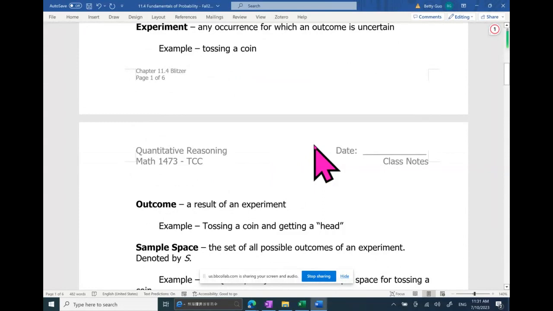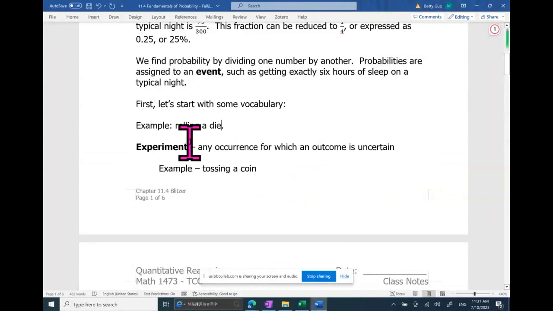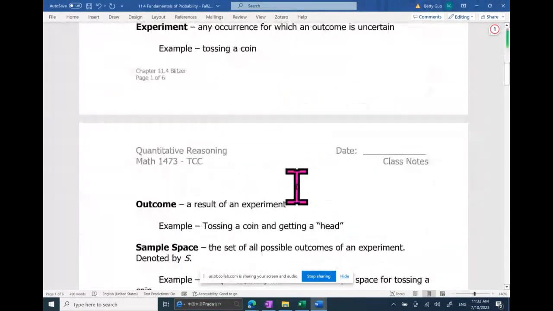Second concept, outcome. Outcome is a result of an experiment. A result of an experiment is called outcome. So in our example, rolling a die, we have 6 outcomes, okay? We have 6 outcomes. And each outcome cannot be divided into even smaller parts, no. So you can get a number 1 or 2 or 3 or 4 or 5 or 6. And we have 6 outcomes from this experiment.